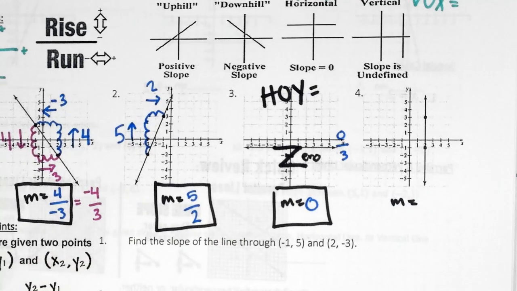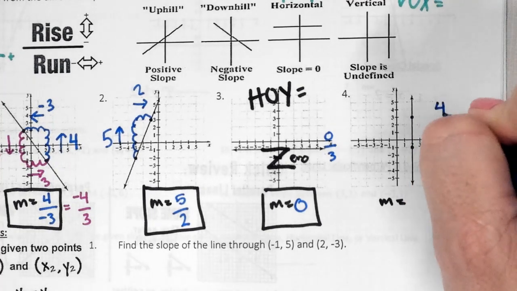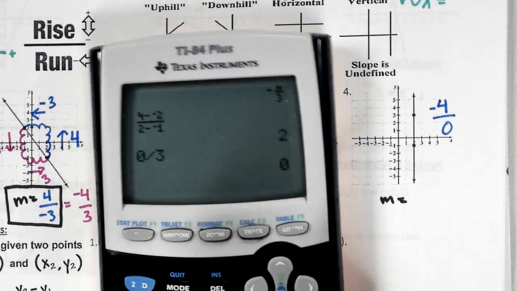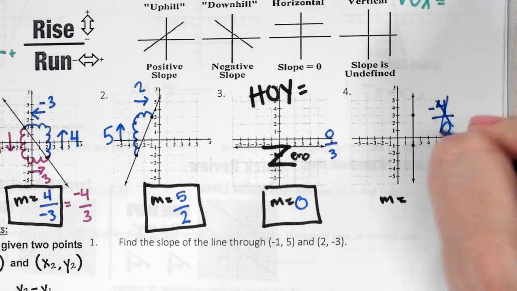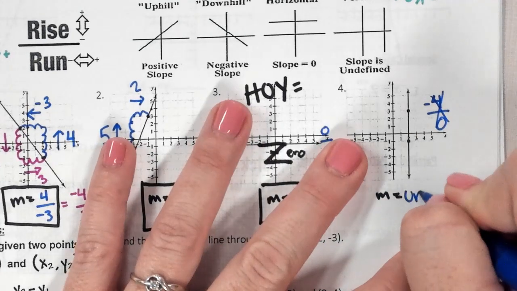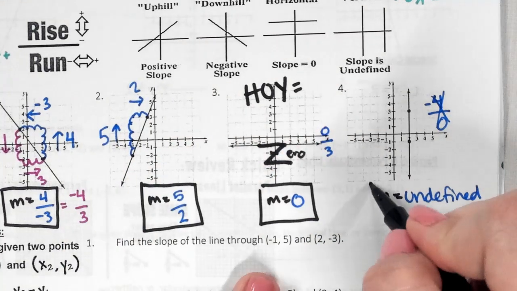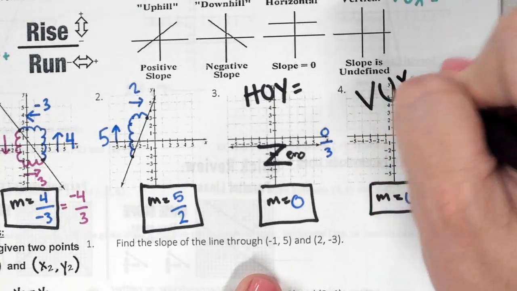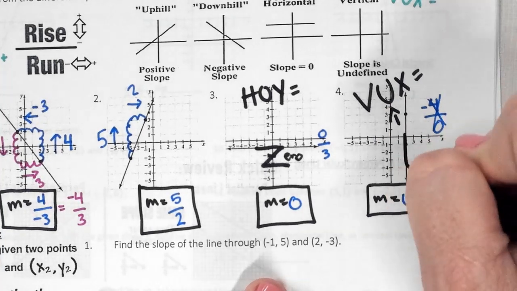Well, what about this line? Well, technically I go down 4, which is -4, over, did I go left or right at all? 0. And if you type -4 divided by 0, it says error, because it's not allowed. And that's why this is an undefined slope, because you can't do that. Undefined. And it's because it's vertical, which is undefined. You can also make a U out of your line.